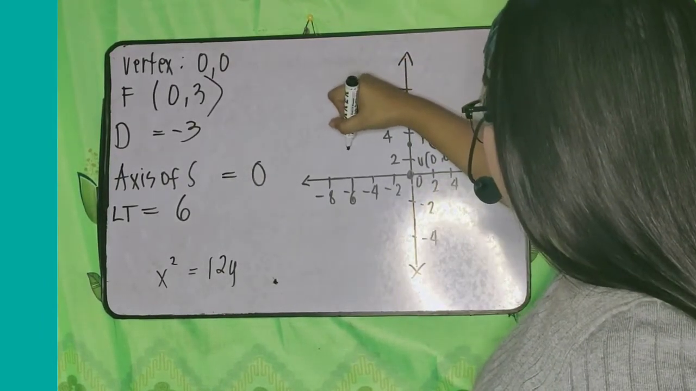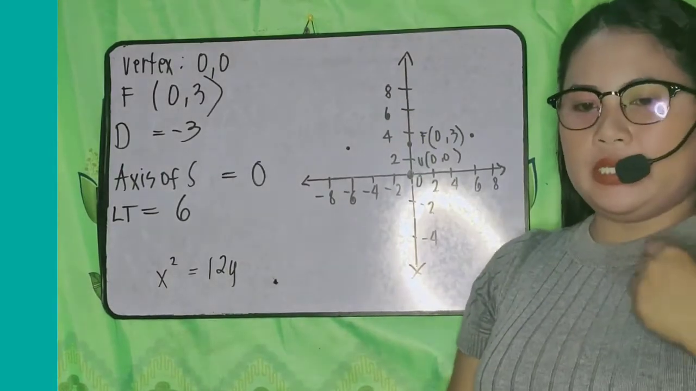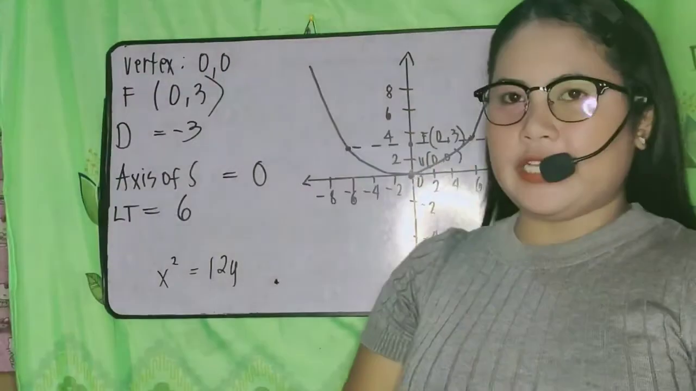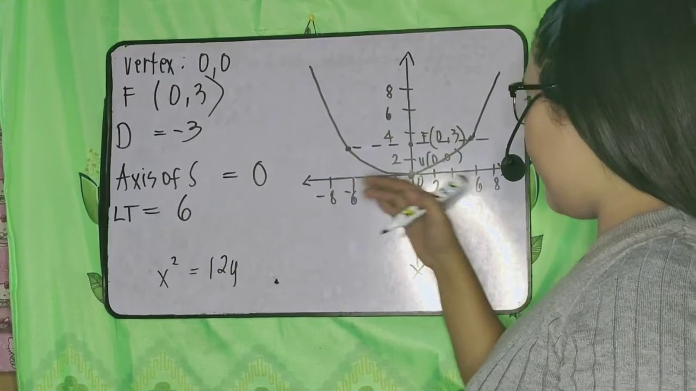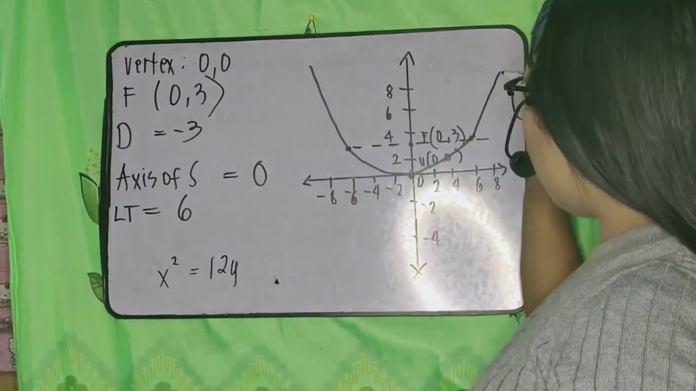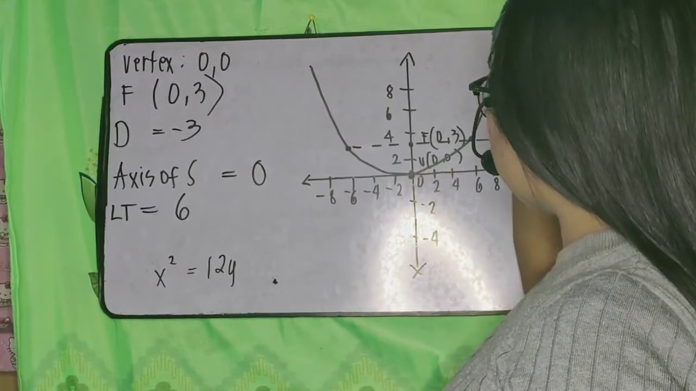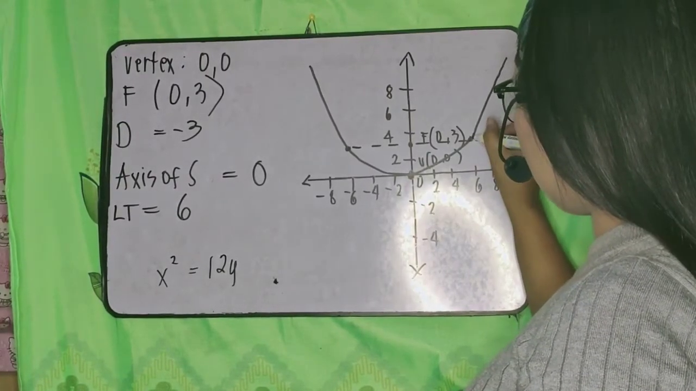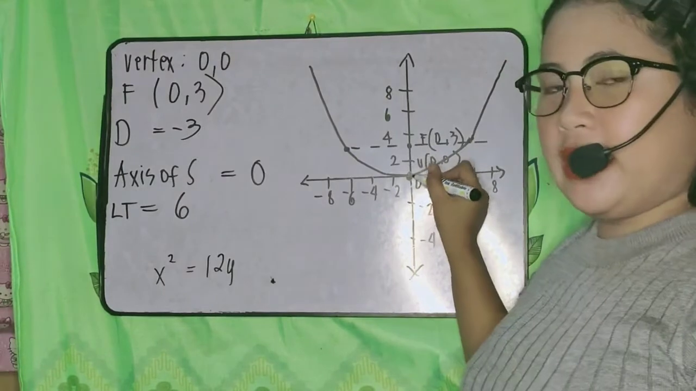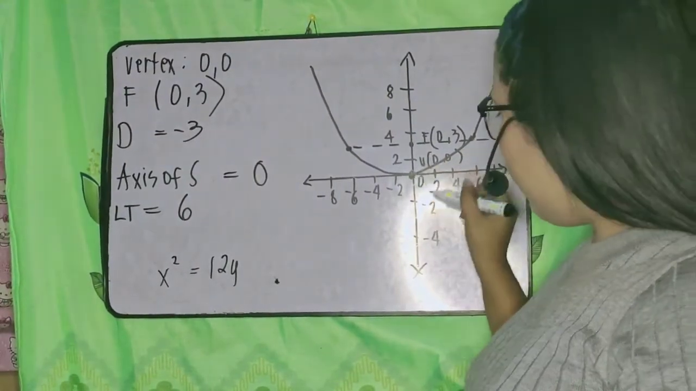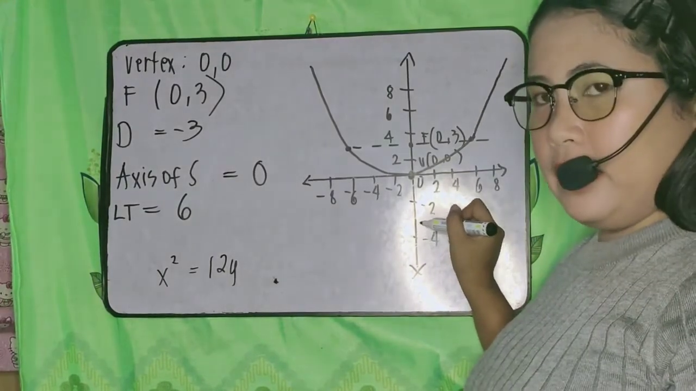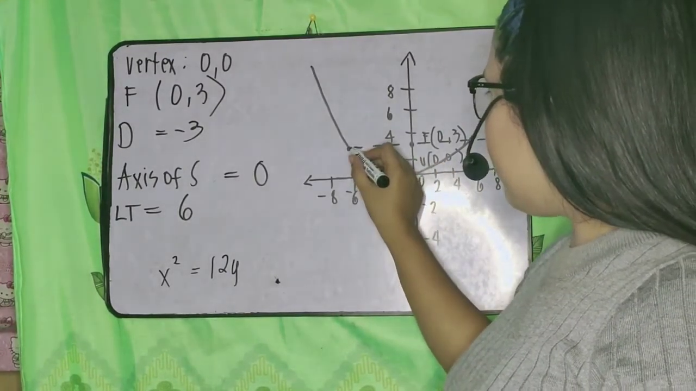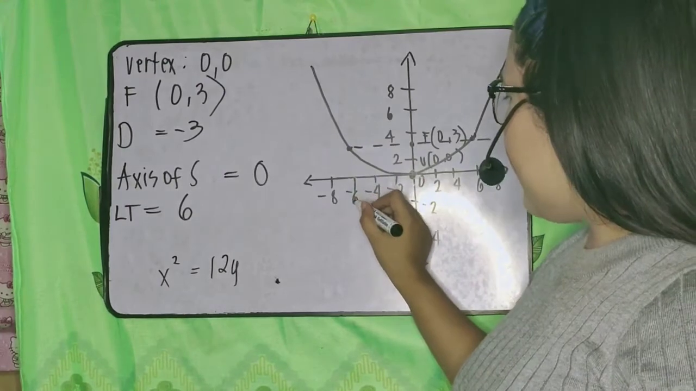Then we can draw our parabola, which opens upward. After locating the vertex, the focus, and the latus rectum endpoints, we draw the parabola. We start at the endpoints of the latus rectum and at the vertex, so the curve starts here at the vertex and goes toward the latus rectum endpoints at 6 and negative 6.